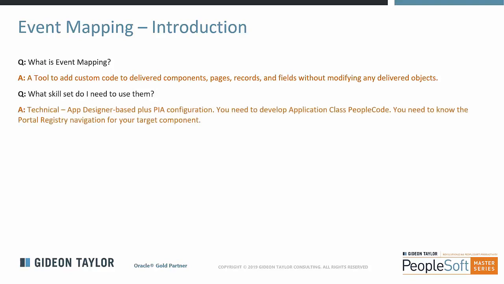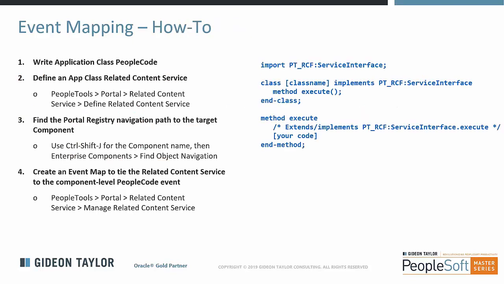The skill set you need is technical. This is code. It's also, like drop zones, App Designer based, plus there's a PIA configuration step. You'll need to be able to develop application class PeopleCode, and you'll need to know the portal registry navigation for your target component. I'll go over here how to find that, which also applies back to Page and Field Configurator. This was available all the way from Tools 8.55, so it should be available to everyone on the call if I saw that survey correctly.